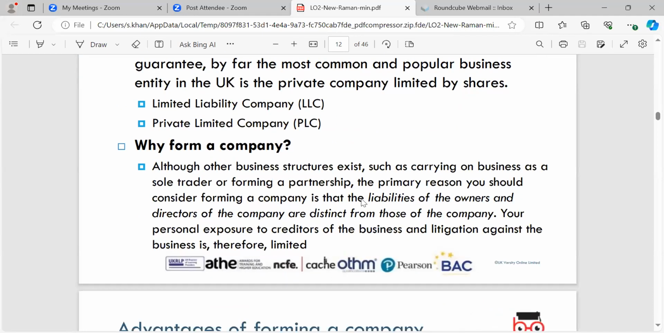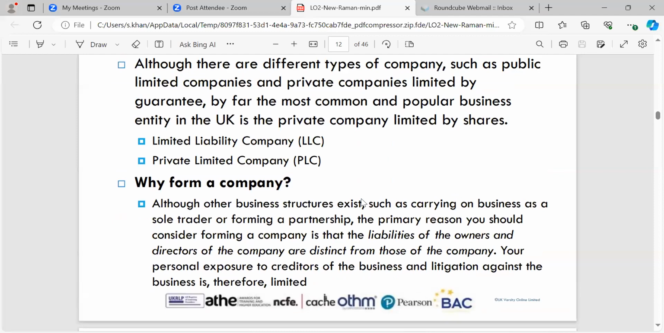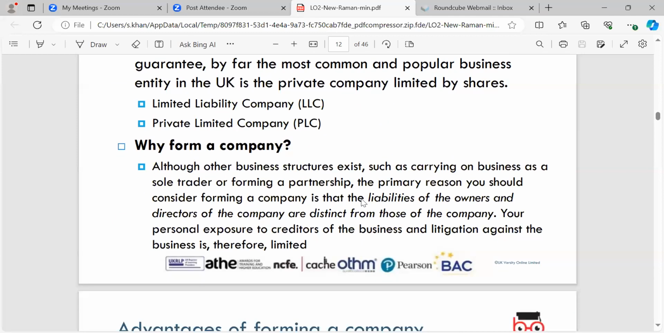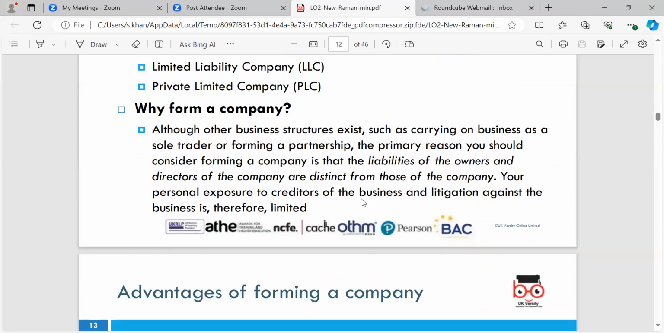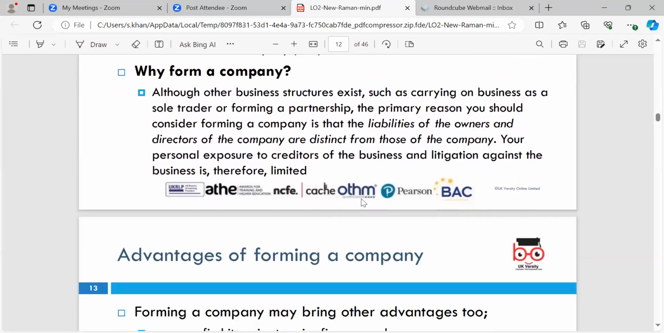Why form a company, although other business structures exist? Can I just ask a question? I thought PLC was a public limited company and LLC was a limited liability company. I think terminologies are mixed up here, right? And Americans obviously call it LLC. LLC means the private company. Yes, public limited company. You're right in that one.